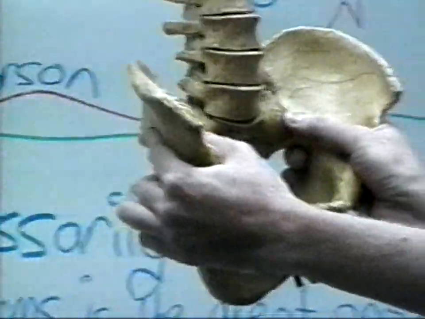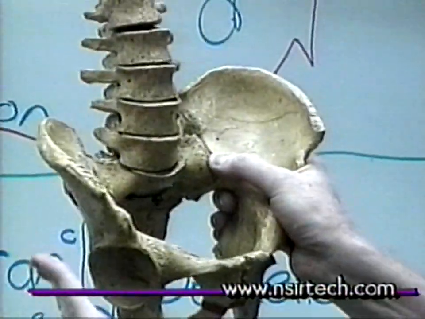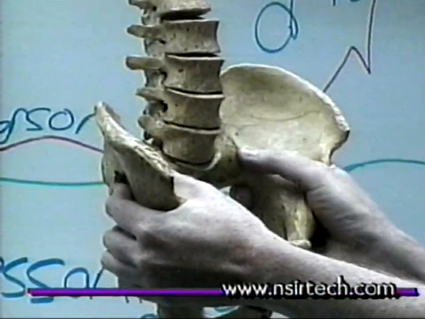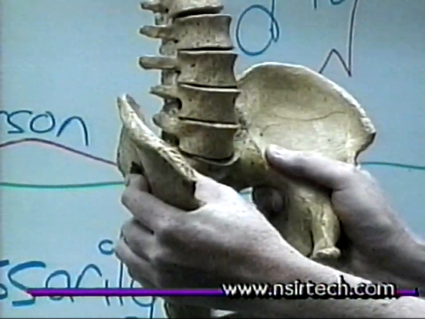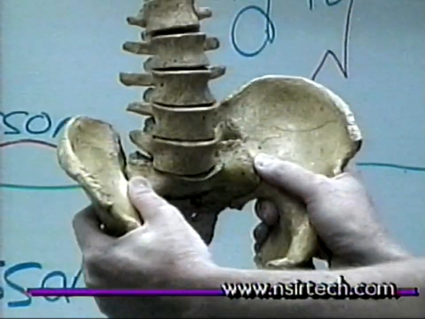Okay, the pubes will be level, the crests will be level in a normal, healthy individual. What can happen is this will subluxate or partially dislocate, and it'll go like so. Bring the pube on one side high.